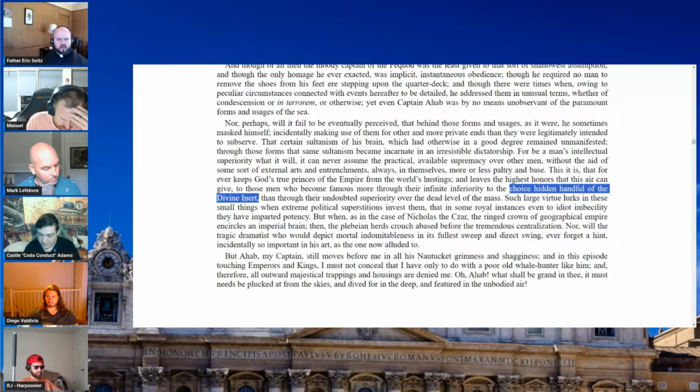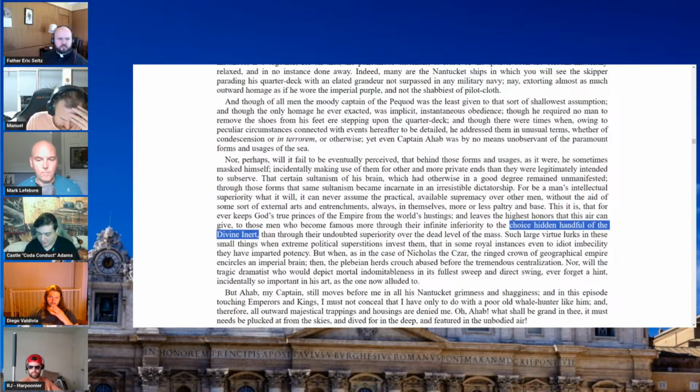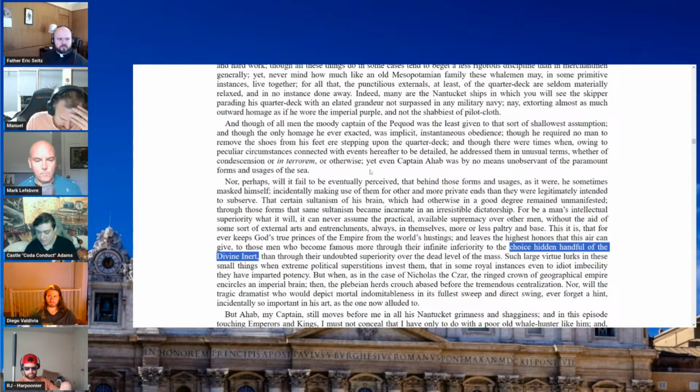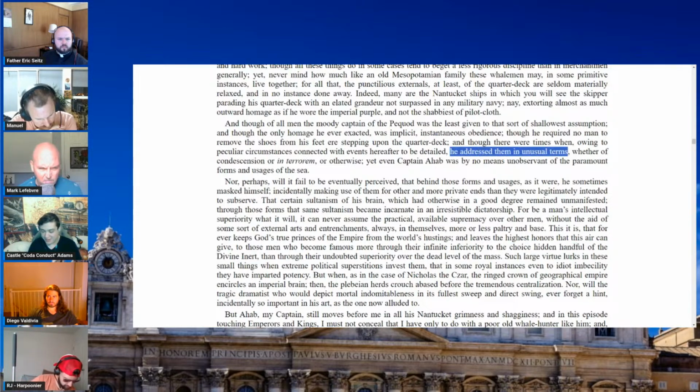where he says that Captain Ahab is very aware of the various naval usages and everything, and he allows a lot of things. So he allows people to cross over places where normally you would take your shoes off, but he just kind of lets people do that. And he also often goes, and I like that he says he will address people in unusual terms, whether in condescension or in terrorem, is pretty great.